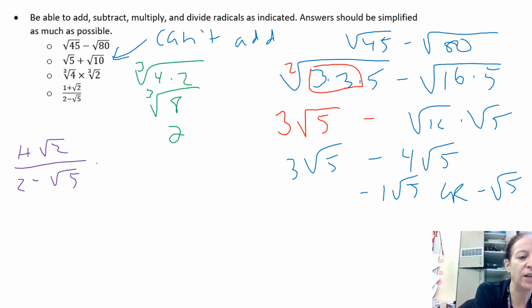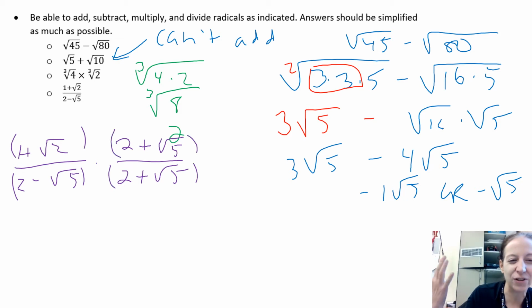But the conjugate of 2 minus root 5 is 2 plus root 5. And because we have to make sure we multiply by the number 1, we have to multiply top and bottom by the same thing. And then we just have to grind out the multiplication. So one of the ways that you can do this is through foiling. So I'm going to model foiling for you.